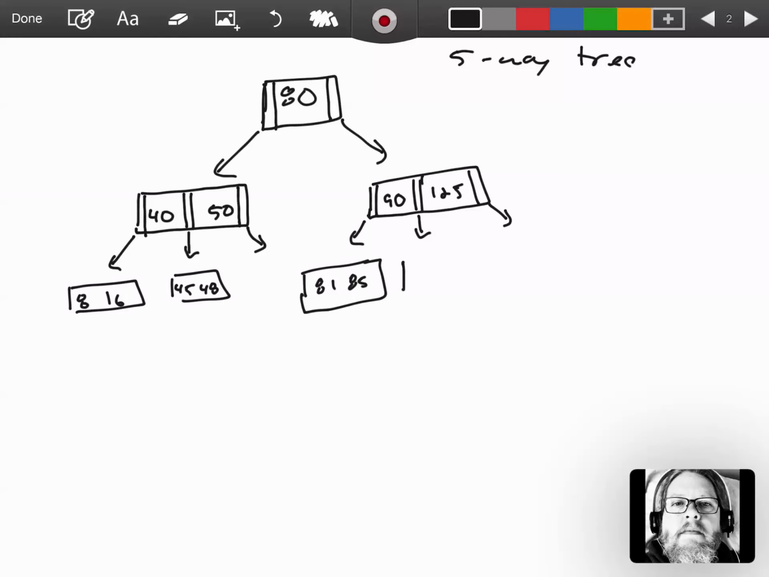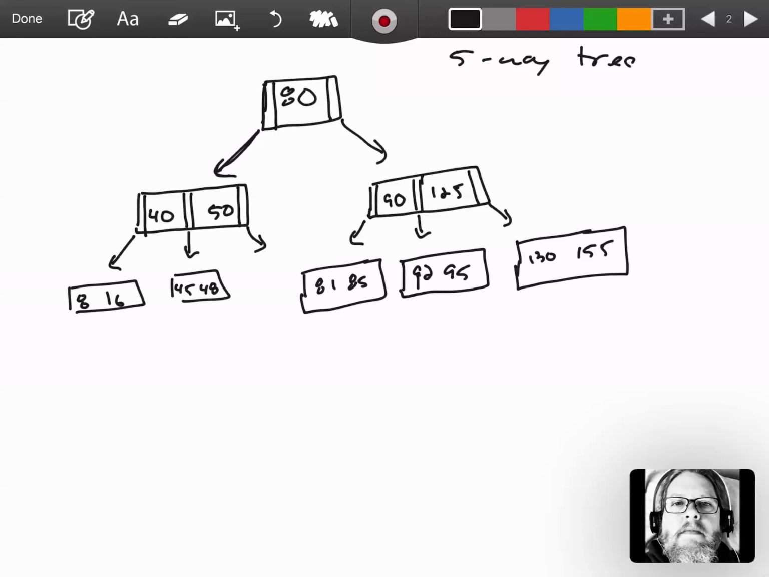Here we could have a 92 and a 95, because those are between 90 and 125. Over here, we could have a 130 and a 155. So note again, it has the basic binary search tree idea that everything left of here is smaller, everything left of there is smaller. These M-way trees, we want to keep them at the same level.